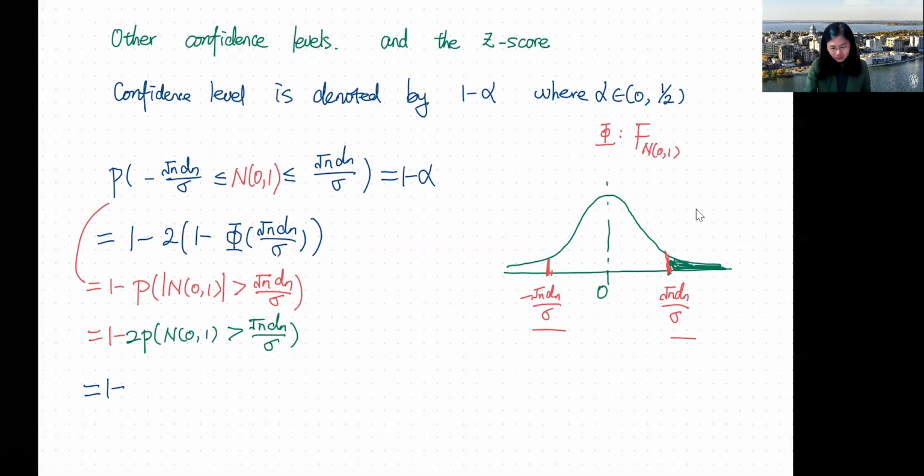But now, what is this green area? It is nothing but 1 minus the CDF of standard normal evaluated at this point. Why? Because the CDF evaluated at this point is the probability that the standard normal random variable is less than or equal to that point. And this little area is the probability that standard normal is greater than or equal to that point. The two probabilities add up to 1, therefore, the probability in this little tail area is 1 minus the CDF.